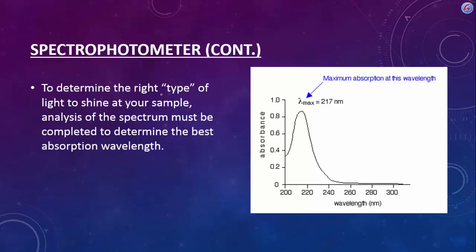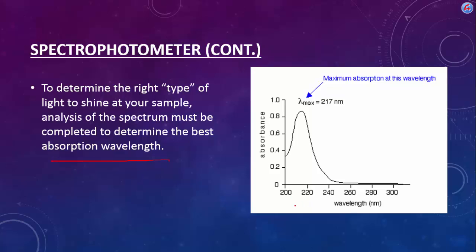To determine the right type of light, and we're just going to work with visible light now, ROY G. BIV. Which type in ROY G. BIV? Red, orange, yellow, green, blue, indigo, and violet. Which one should you shine? It's determined by the best absorption wavelength.